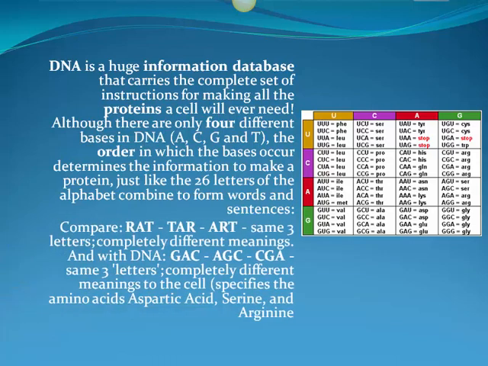So if you compare, for example, the words rat and tar and art, they're the same 3 letters, but they come together in different ways to have completely different meanings. And with DNA, you've got GAC, AGC and CGA, the same 3 letters, but completely different meanings to the cell. And these were aspartic acid, serine and arginine. So you can see how complex this all is in coming together.